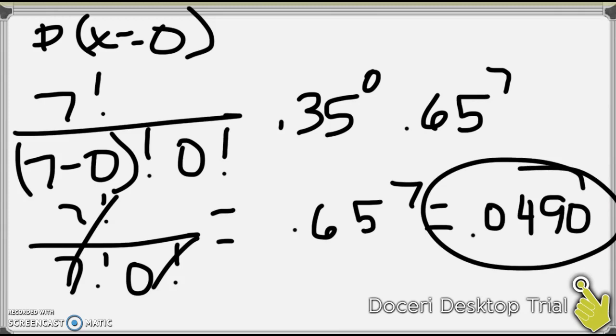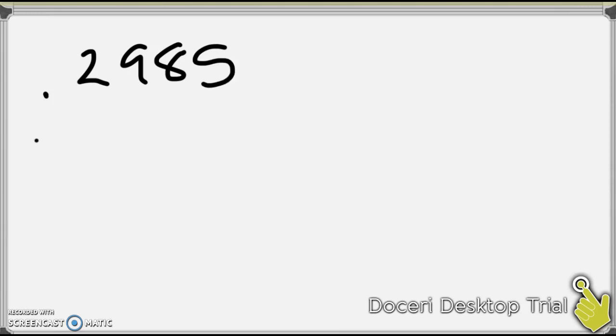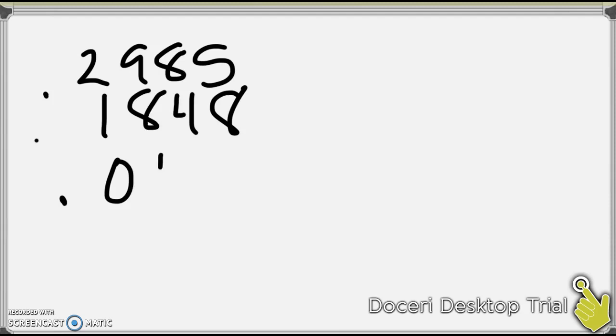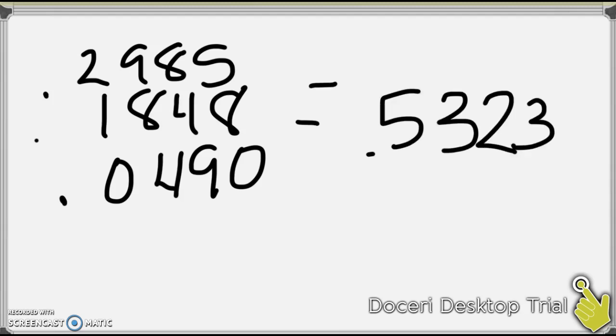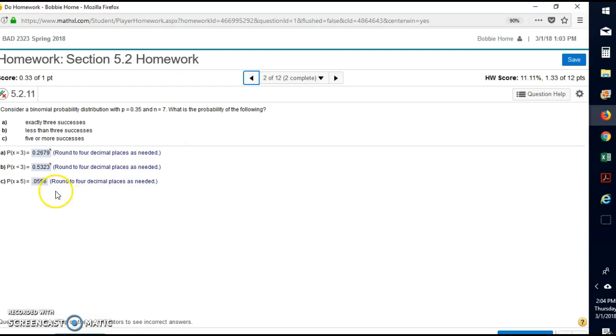So now we want the probability that x is less than 3. We take the probability of 2, the probability of 1, and the probability of 0, and we add those 3 probabilities up. So 0.2985, and then 0.1848, and then 0.0490, and I believe if you add those up, you will get 0.5323. And that is how we got that here.